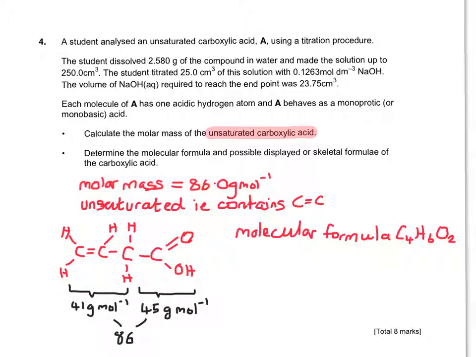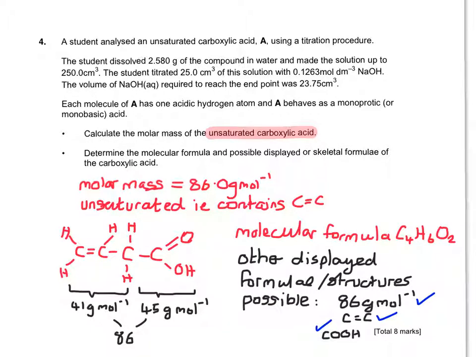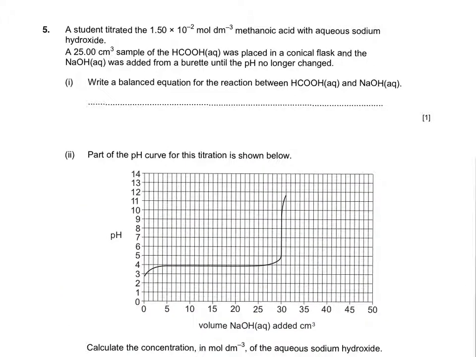So we now have the molecular formula as well, C4H6O2, which we've been asked to do. And we've done a possible displayed or skeletal formula of the carboxylic acid. But it's not the only possible structure. But whatever structure you do come up with, it's got to have 86 grams per mole, it's got to be a carboxylic acid, and it's got to be unsaturated. So moving on to question 5.